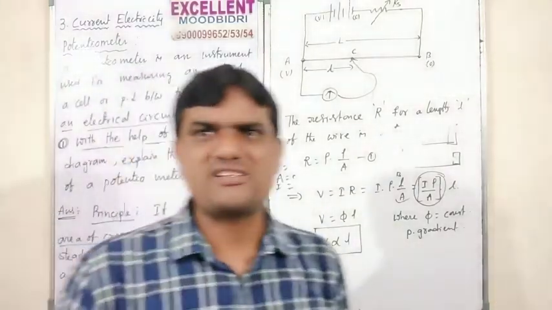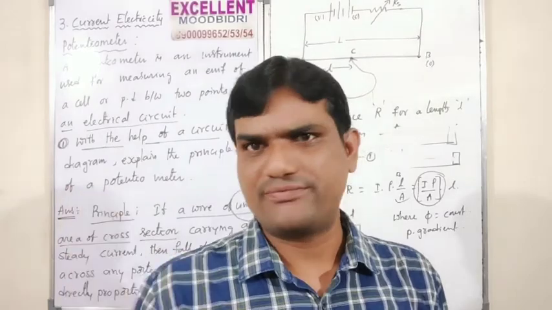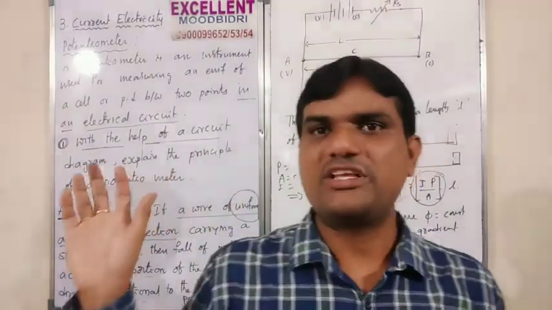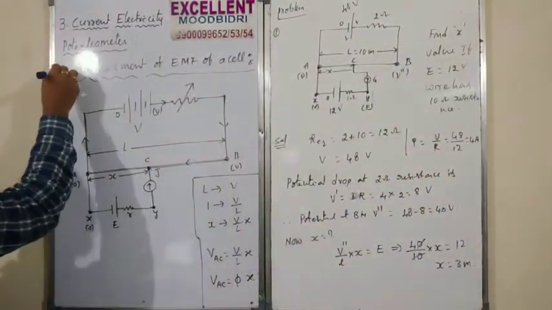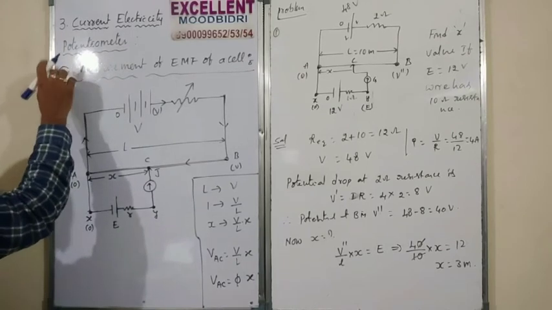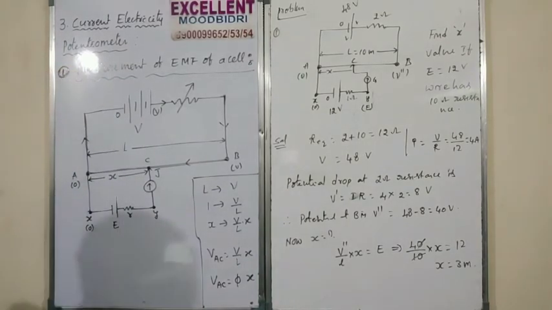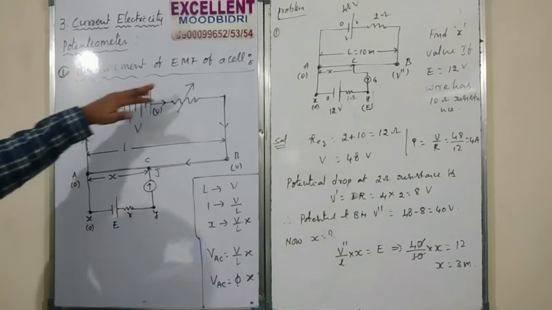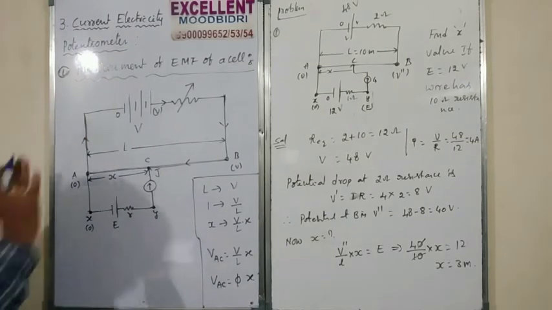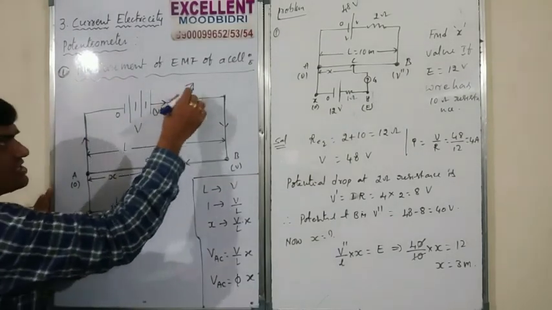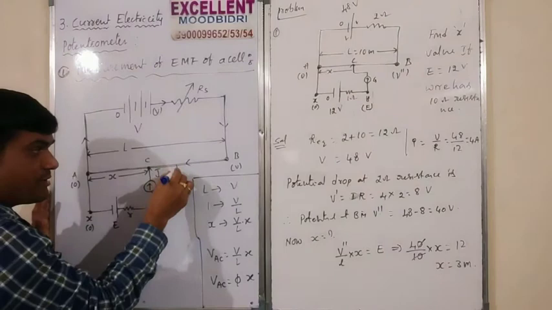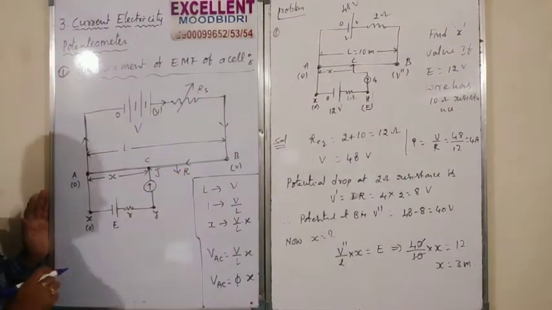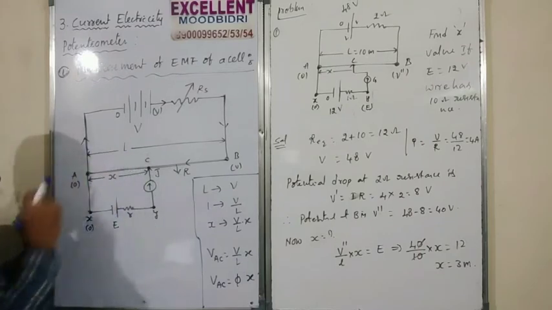Now the next, second question: give the expression for the EMF of a cell with the help of a potentiometer. What was the first question I told previously? With the help of a potentiometer we can easily calculate the EMF of a cell. For this purpose, this experiment, the same arrangement. This is the battery, this is the rheostat, RS. This wire also has resistance R. The total length of the wire is equal to L.